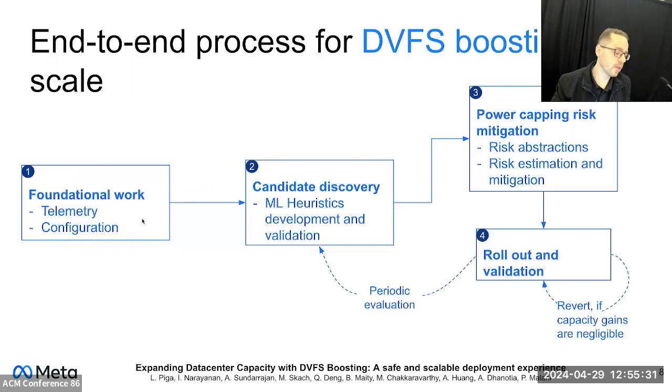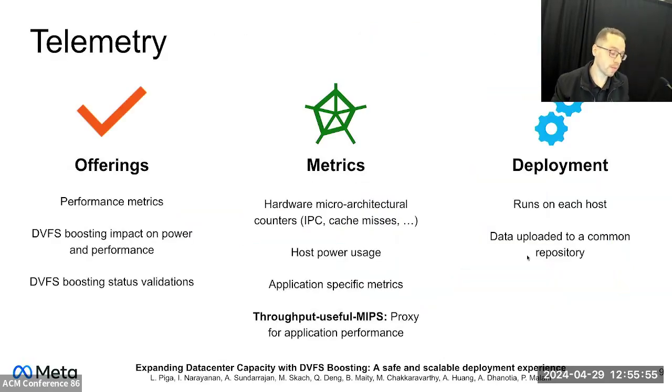So that's our general framework. We had the foundational work, where we have telemetry services that collect performance counters and provide some configuration and counters for our machine learning heuristic to decide which workloads we want to enable. And then we manage the power capping risk with the framework, and then we roll this out through our infrastructure. I'm going into details on each of those.